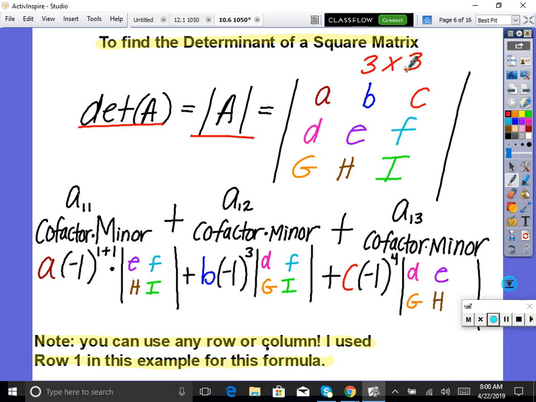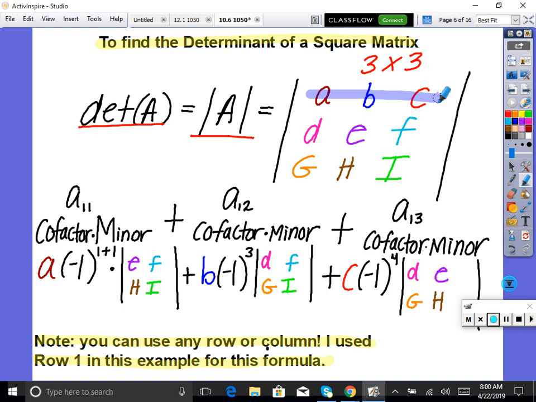You are going to pick any row or column you want to be the row or column you're deleting. It really does not matter. You can choose whatever one you want. So I'm randomly choosing row 1 here. I'm going to highlight it here. Row 1.